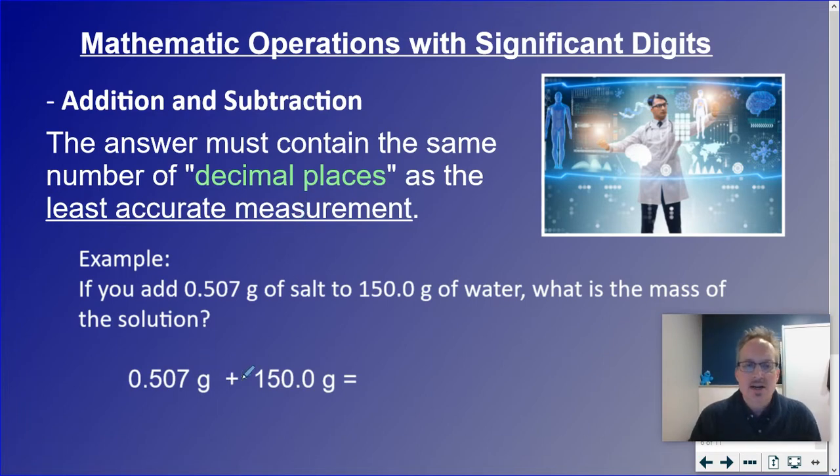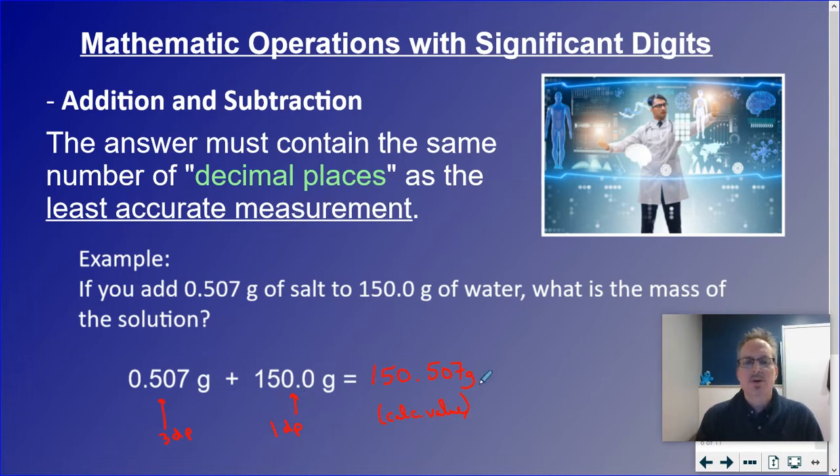So if we take a look down here, let's add these two numbers together right now. So 0.507 plus 150.0. And the answer I get on my calculator is 150.507 grams. We're going to call that my calculator value. Now, in order to figure out how we record this number on my sheet, we have to look at the number of decimal places in each addition value. So if I take a look at the first number here, this guy has 3 decimal places. This guy has 1 decimal place.